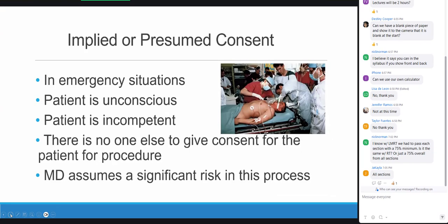Implied or presumed consent also covers emergency situations when the patient's unconscious, if the patient's incompetent, or there's no one else that can give consent for the procedures. In these instances, the doctor performing the procedures will assume a much more significant risk because the patient was not duly informed. But it is a special consent or a special situation.